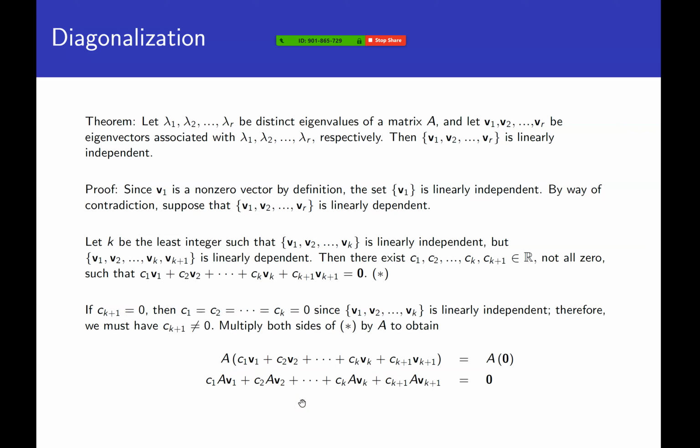And now this is where your eigenvalues come in. Remember that each of these v's is an eigenvector of the matrix A. And the whole point of eigenvalues and eigenvectors is to be able to replace this matrix multiplication with scalar multiplication. So each of these Av1, Av2, and so on, we're going to replace with lambda1 v1, lambda2 v2, and so on.